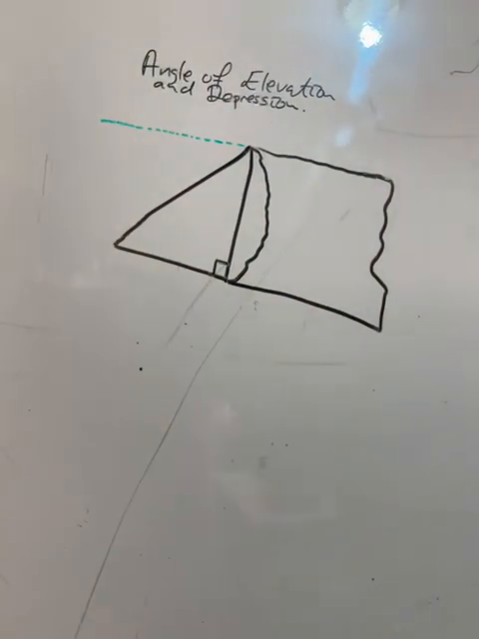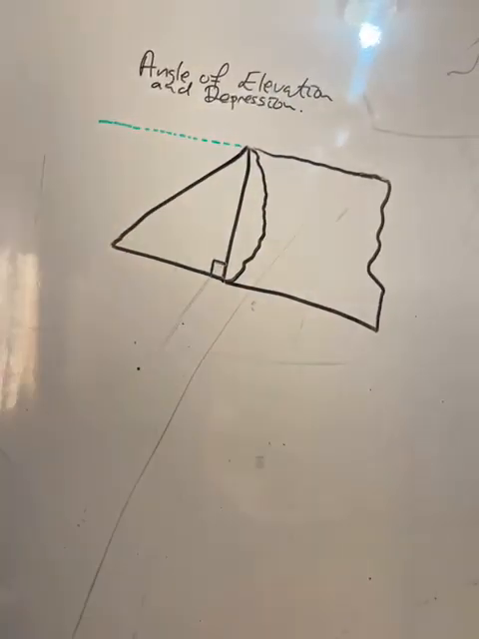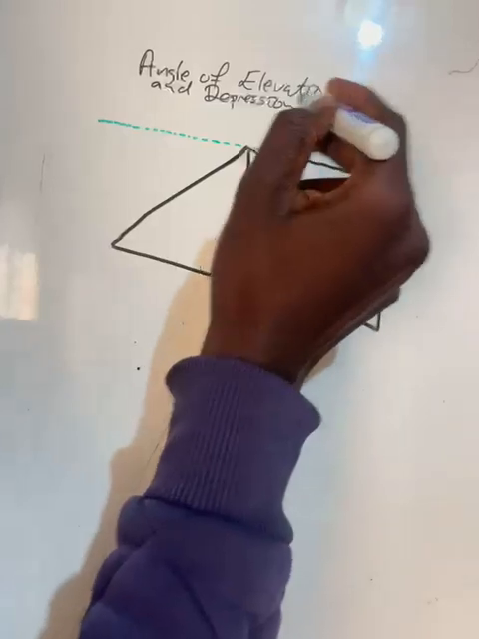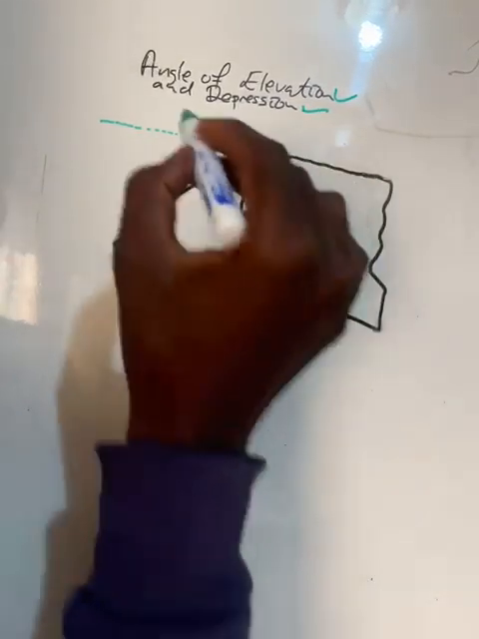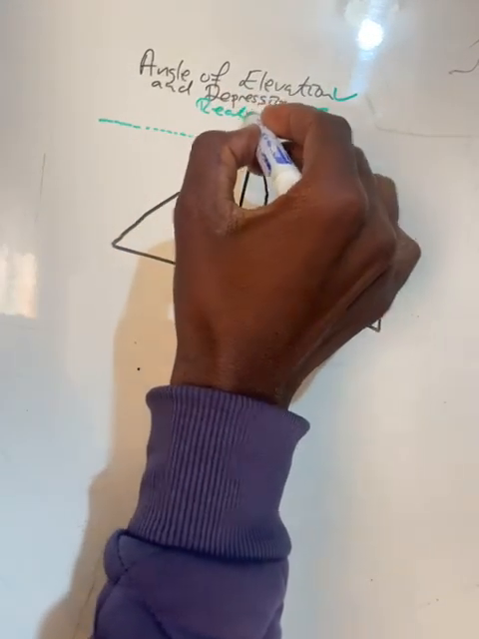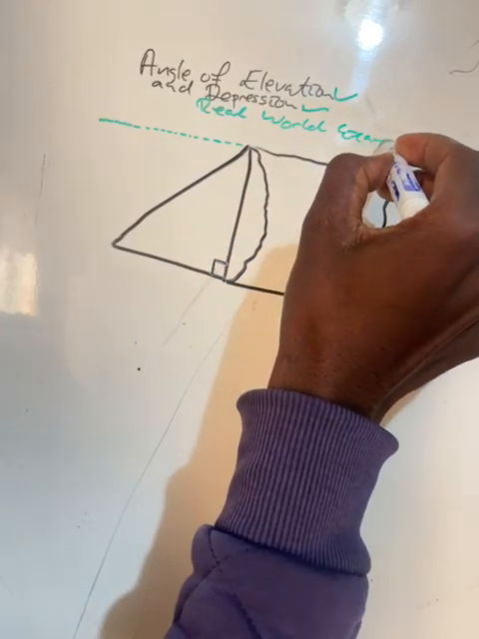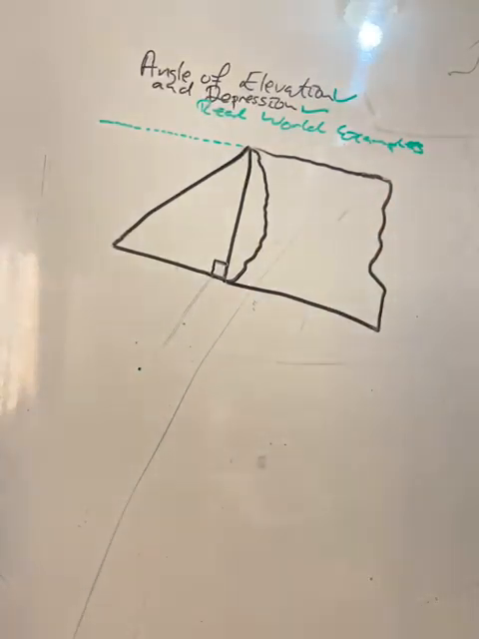In this video, we're going to deal with angle of elevation and depression. We need to understand the concept of elevation and depression and how they differ. Basically, angles of elevation and depression are based on real world examples. So this is when we get to apply what we have learned about trig ratios.